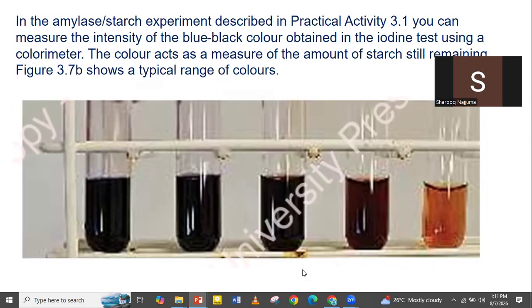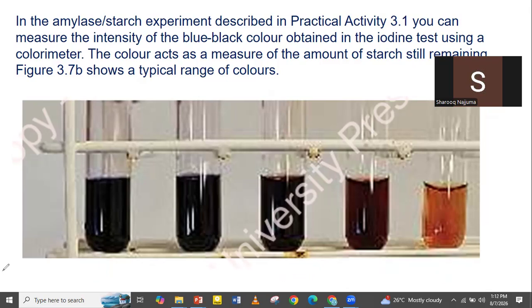If you go back slightly here, remember we were having time. We had 0 minutes, we had 5 minutes, we had 10 minutes, we had 15 minutes, we had 20 minutes. So in this case, by the end of the investigation, we would have obtained absorbance for all these 5 test tubes. And then we can even plot a graph of absorbance against time. Those are some of the advantages of a calorimeter.